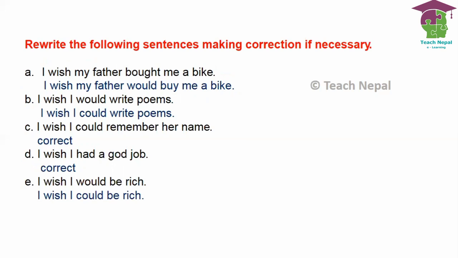I wish I could write poems. It's fine. I wish I could remember her name. It's correct. I wish I had a good job. It's correct. I wish I would be rich. I wish I could be rich, or I wish I was rich, in that way.